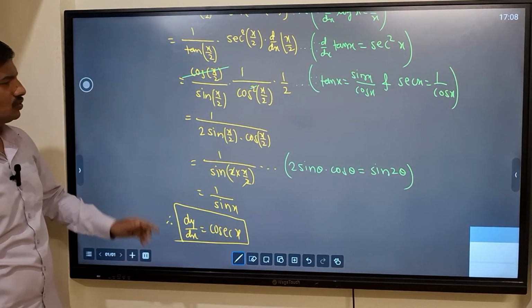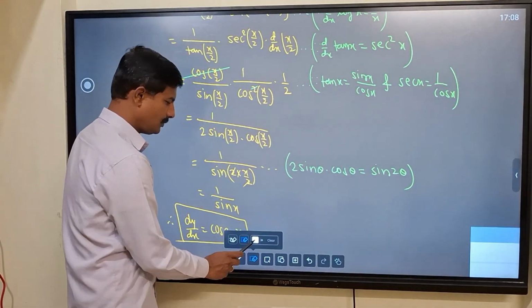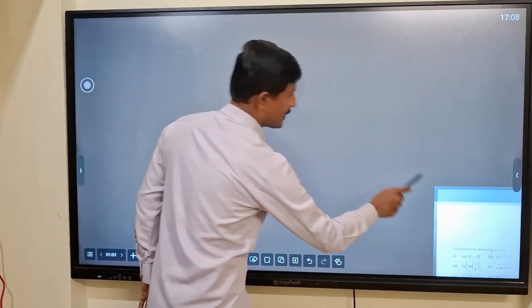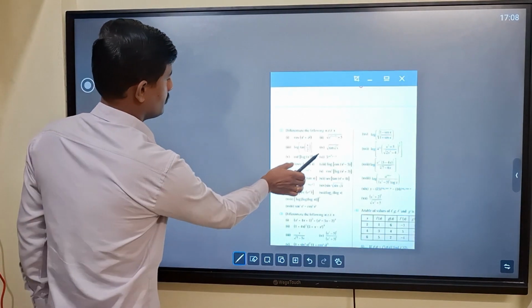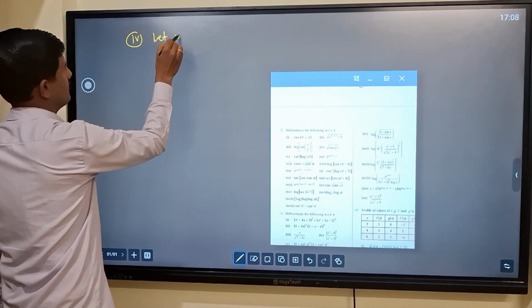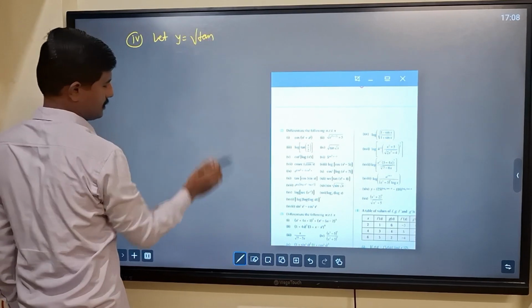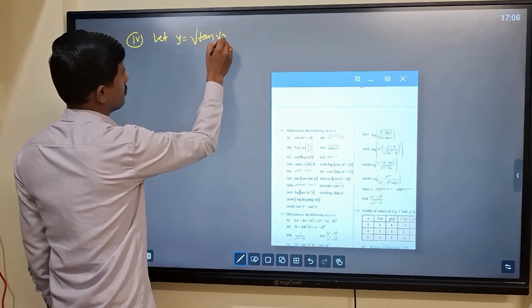Here onward you have to use trigonometry. Okay, now for the next question, the fourth one. Let y equal to square root of tan of square root of x.